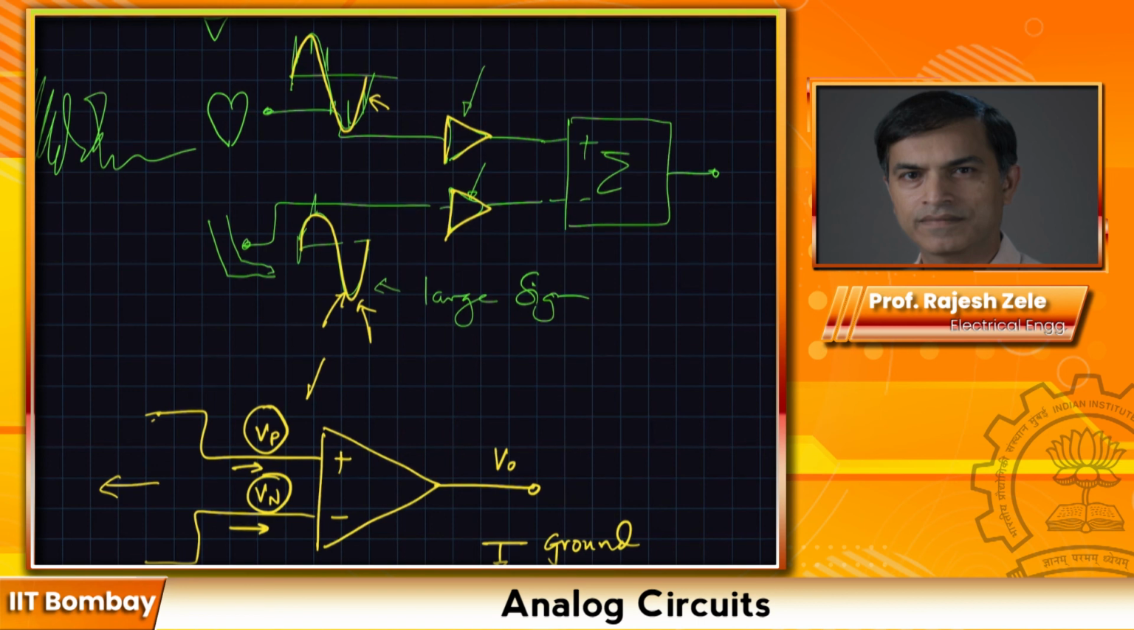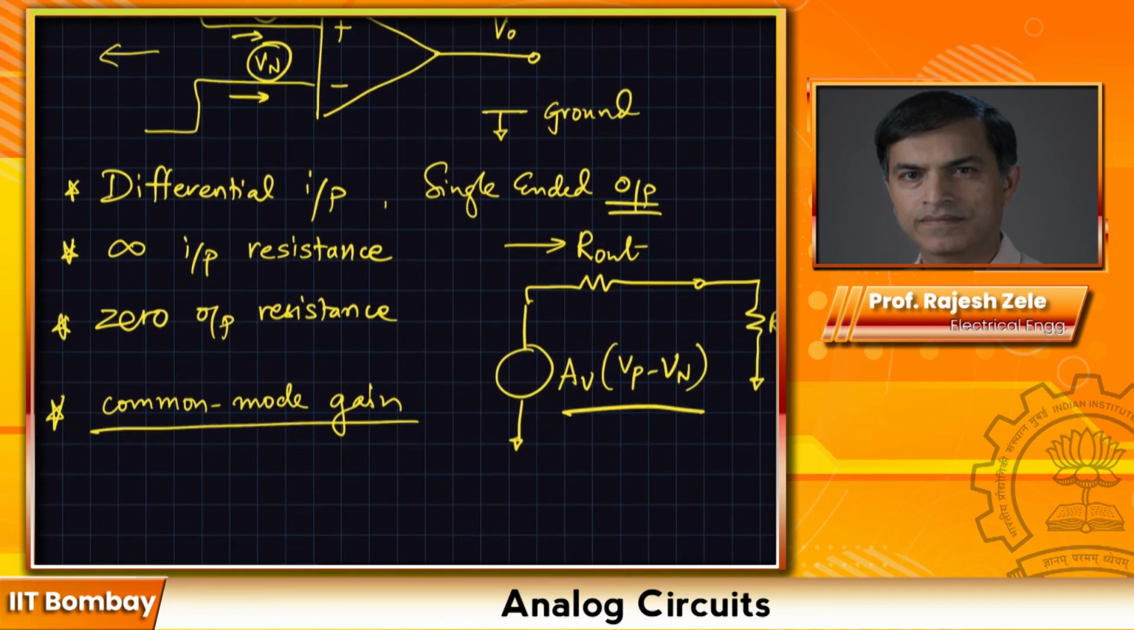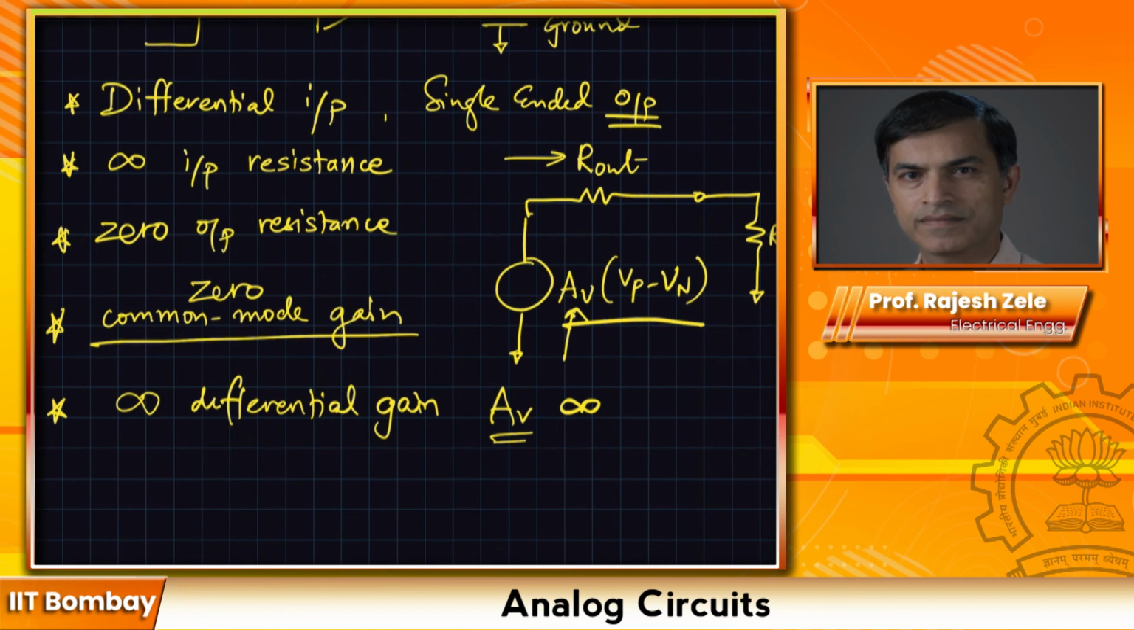And what we would really like to do is, the point is, we want zero common mode gain. The common mode gain should be zero, and of course we want infinite differential gain. So we want Av, which is the differential gain, to be as large as possible, infinite for that matter.